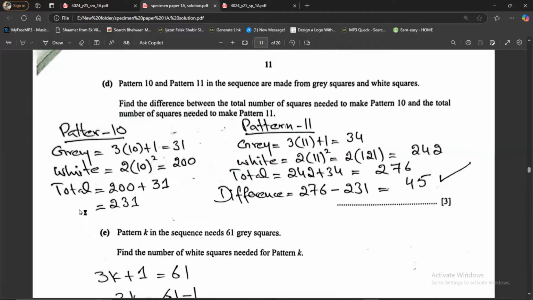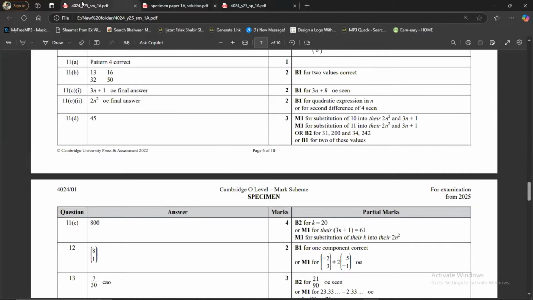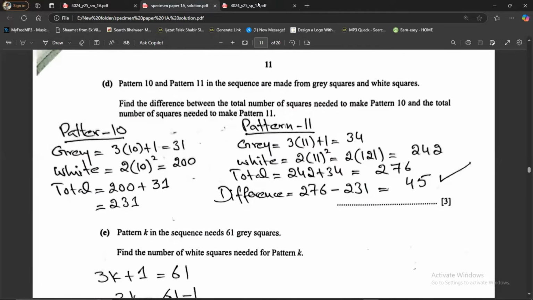So the difference between the total number of tiles used in pattern 11 and pattern 10 is 276 minus 231, that is 45. So the difference of the tiles is 45. So question number 11, B part answer is right. I hope you understand this.